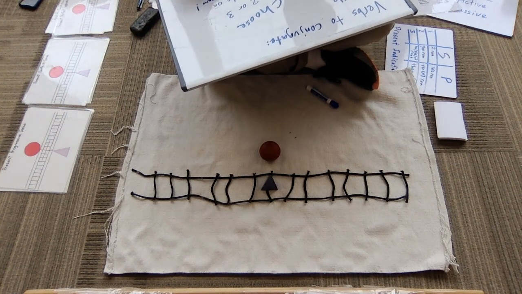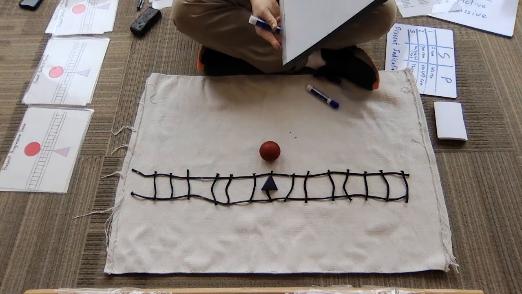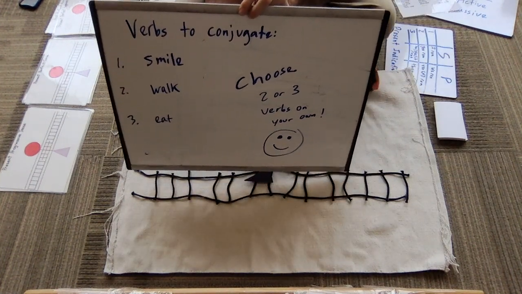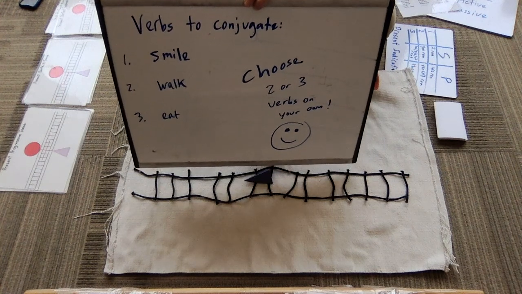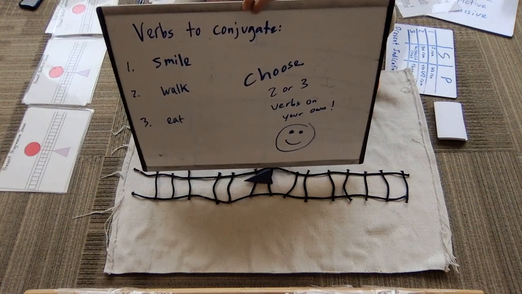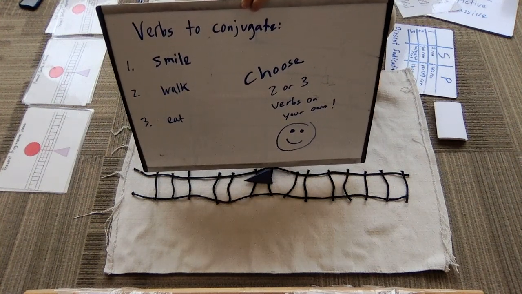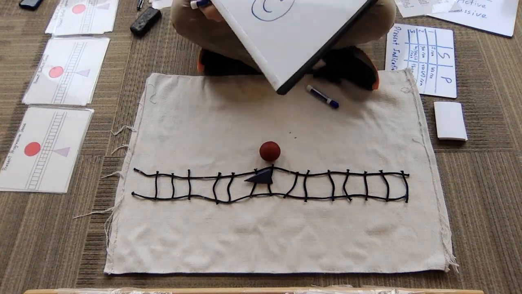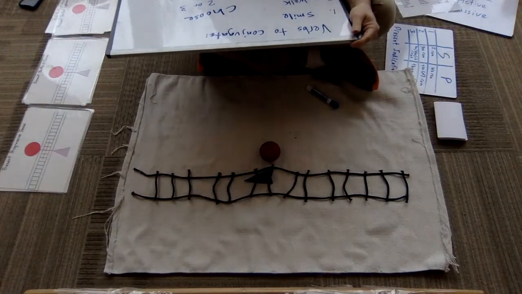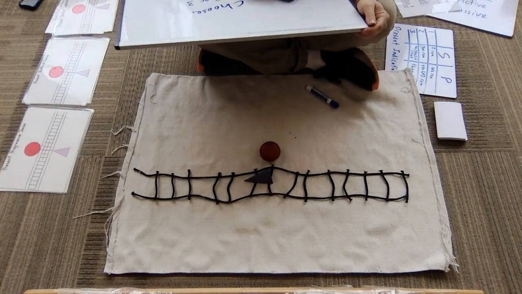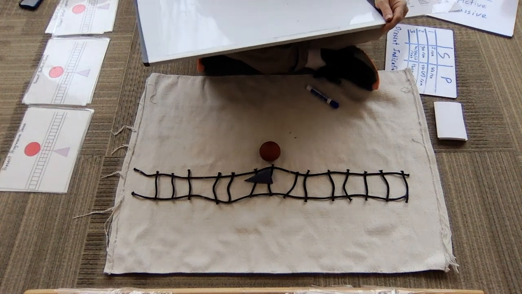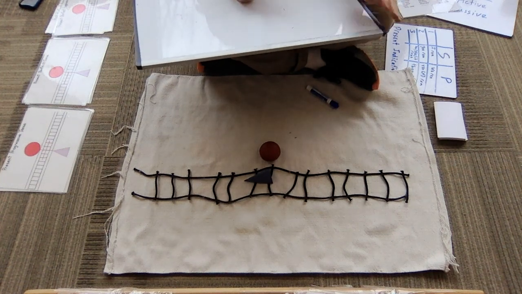Okay, and the extent of my art right there is Mr. Smiley Face guy. I'm definitely a language art guy, not an art guy. It's so painfully obvious. So smile, walk, and eat. Okay, and then choose 2 or 3 verbs on your own. All right, so now I'm going to give you an example, not with one of these, but with another verb. Let's do to draw. That is on my mind.